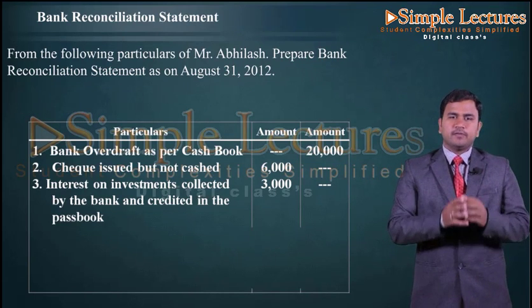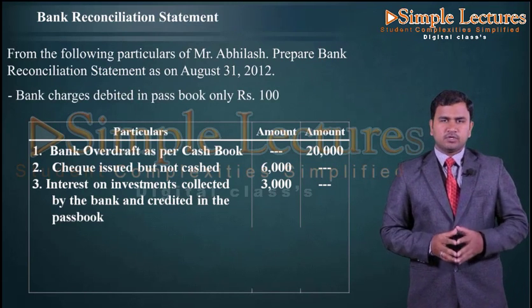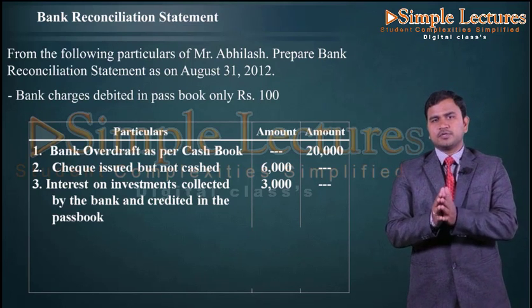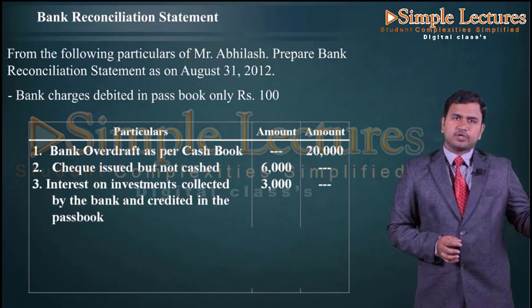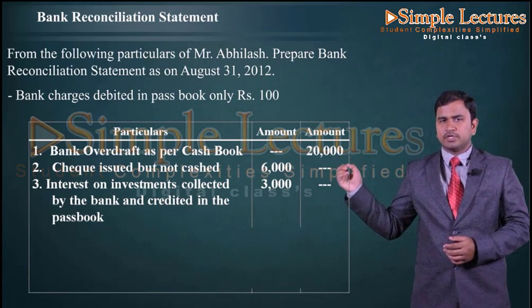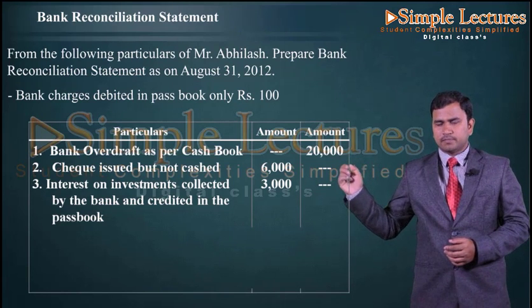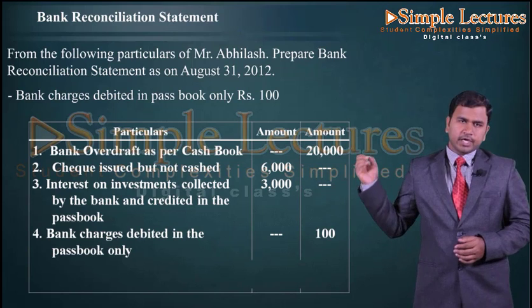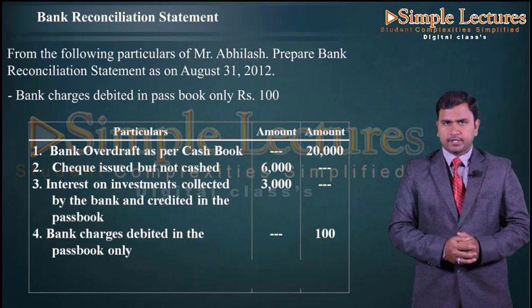Then we have bank charges debited in passbook only, rupees 100. So in the passbook 100 rupees have been deducted, in the cash book it was not deducted. So it will increase the negative balance. So the balance will be shown in the negative amount column. So serial number 4, bank charges debited in passbook, in the negative amount column, 100.